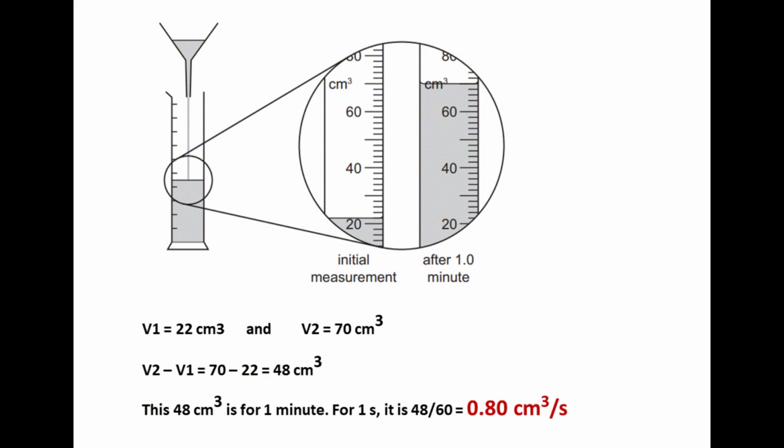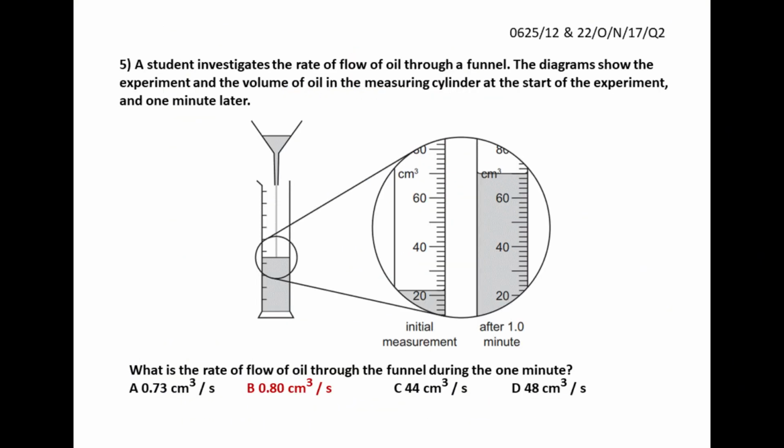But if you see the option, they are asking for 1 second. So what we have to do, 48 centimeter cube divided by 60 seconds is going to give you 0.8 centimeter cube per second.